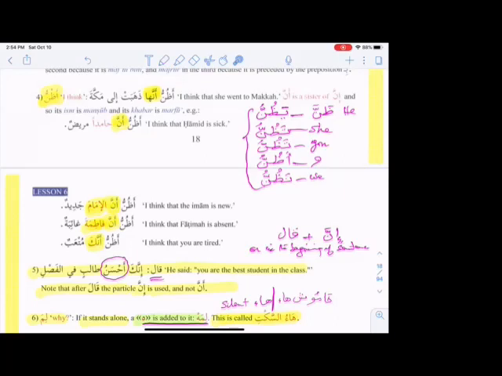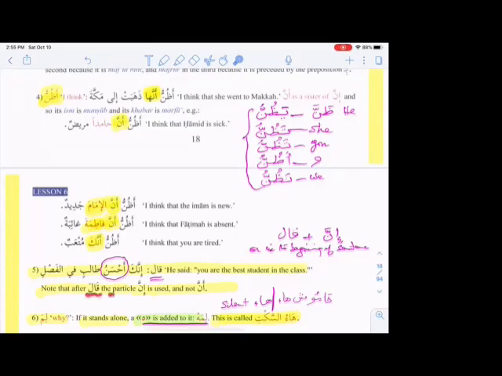Innaka ahsanu. And then ahsanu is marfu. And then talibin is mudaf ilayhi, fil fasli. What is the translation? You are the best student in the class. Now look at this construction, my brother. Ahsanu talibin. What is ahsanu? It is superlative degree, followed by a noun in singular, which is mudaf ilayhi. Ahsanu talibin min al-fasli. You are the best student in the class. Remember, innaka ahsanu talibin fil fasli.